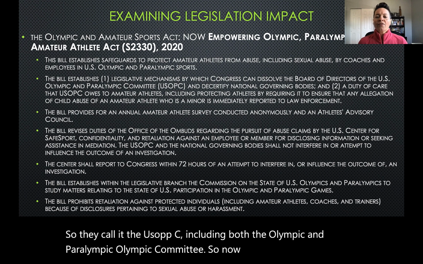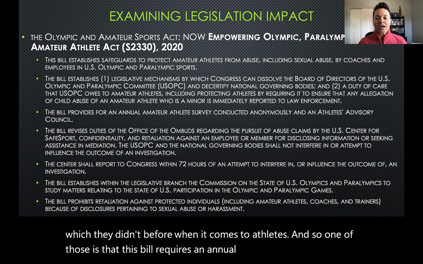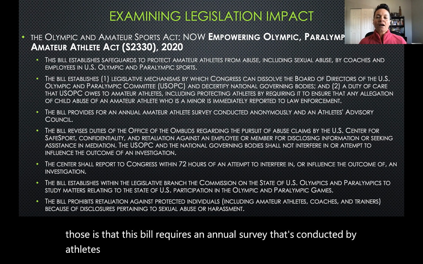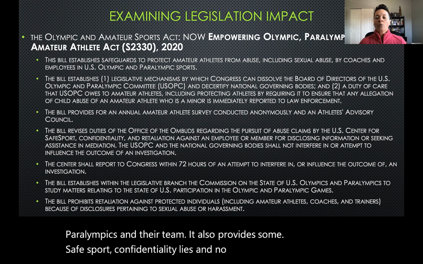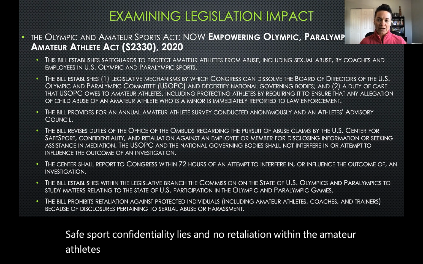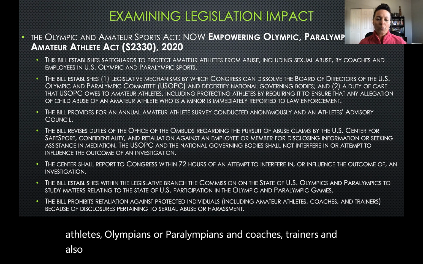So now they have steps in place, which they didn't before, when it comes to athletes. And so one of those is that this bill requires an annual survey that's conducted by athletes anonymously about their experience within Olympics or Paralympics and their team. It also provides some safe sport, confidentialities, and no retaliation within the amateur athletes, Olympians or Paralympians, and coaches, trainers, and also includes a report to Congress if there's any impact as well.